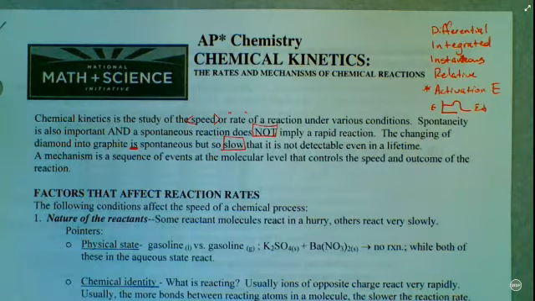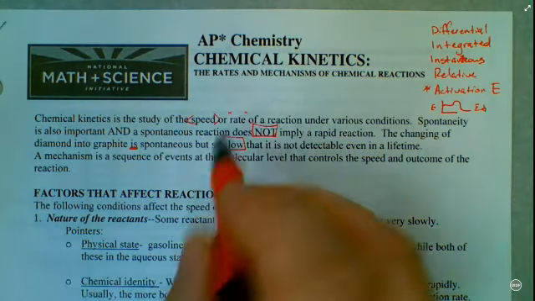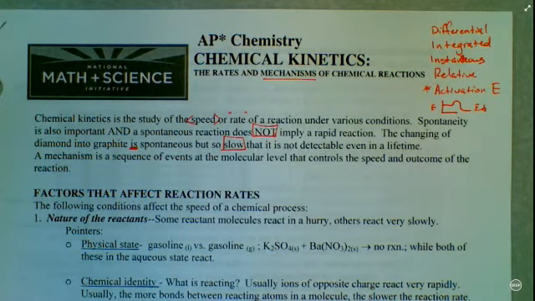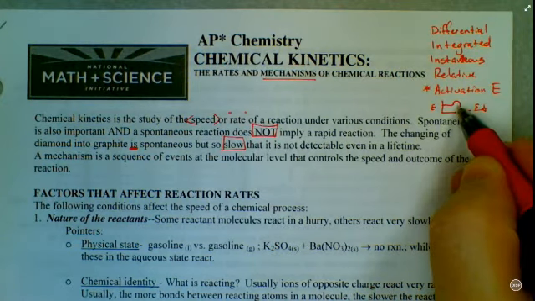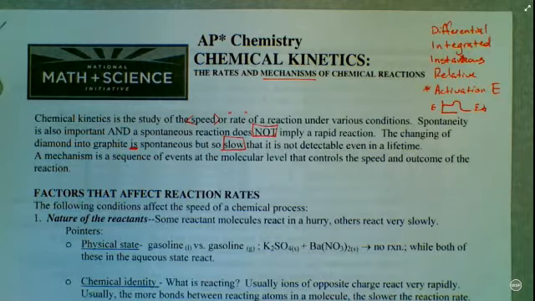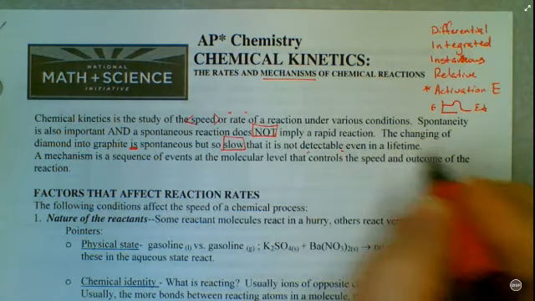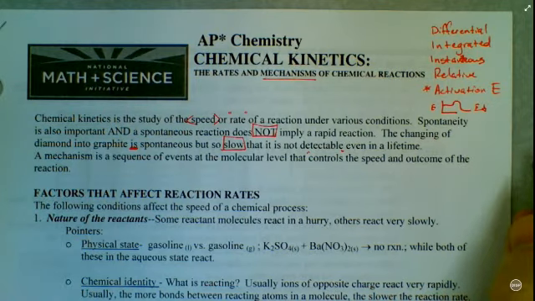A mechanism is a sequence of events, right? What is the mechanism part? A mechanism is a sequence of events at the molecular level, down here at the individual molecular level, that controls the speed and the outcome of the reaction.